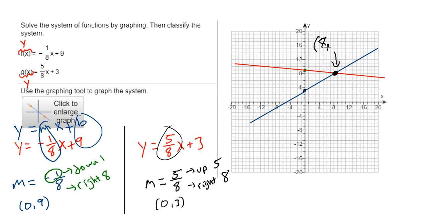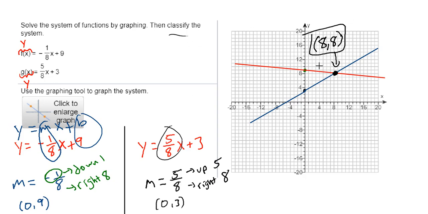Oh, sorry about that. 8, comma 8. Okay. And so that should be the solution to our system of equations. Again, it's not a bad idea to check by plugging it back into the equations to make sure it works in both of them. I'm going to assume that it works out just fine.